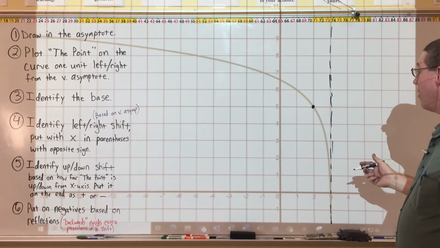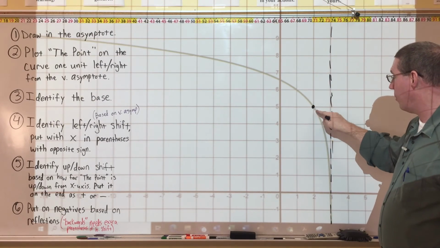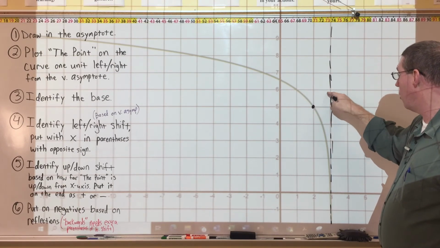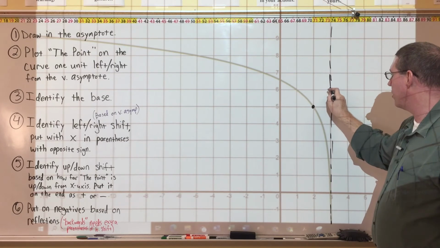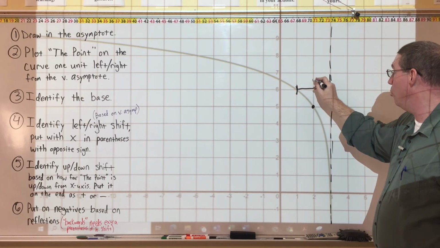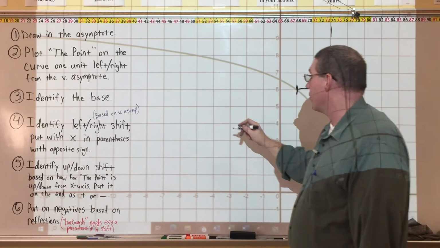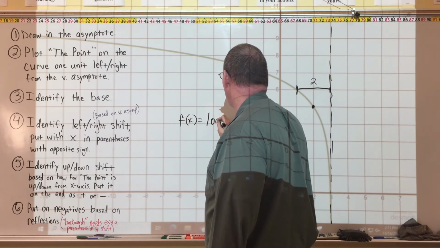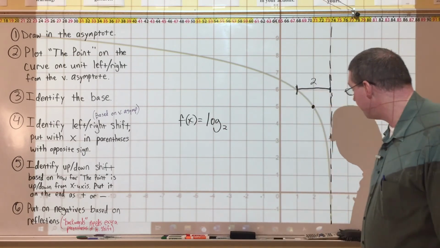Then I'm going to identify the base. I want to go 1 unit up or down. I want to go up because that's where I'm between the asymptote and the curve. So I'm going to go over to the asymptote right here and measure the distance to the curve, which is right here. It's 2. So this has a base of 2. So this one is going to be f of x is equal to log base 2, right?